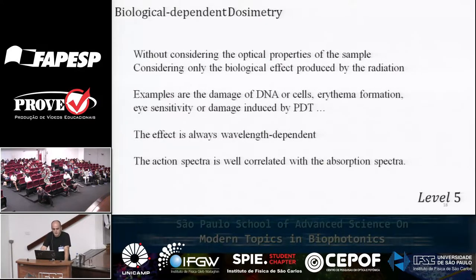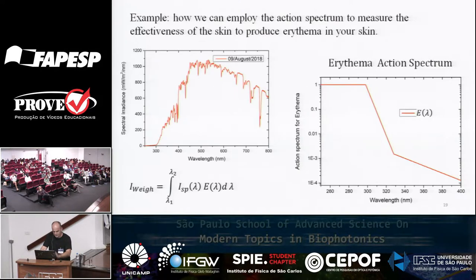So it's possible to produce some experiments and to measure the action spectrum. The biological action spectrum, that is the name of this biologically dependent dosimetry, is used to measure how effective a source is in producing this effect. We have examples: damage in DNA, retinal formation, eye sensitivity, or damage induced by photodynamic therapy. The most common action spectrum is the action spectrum for erythema.